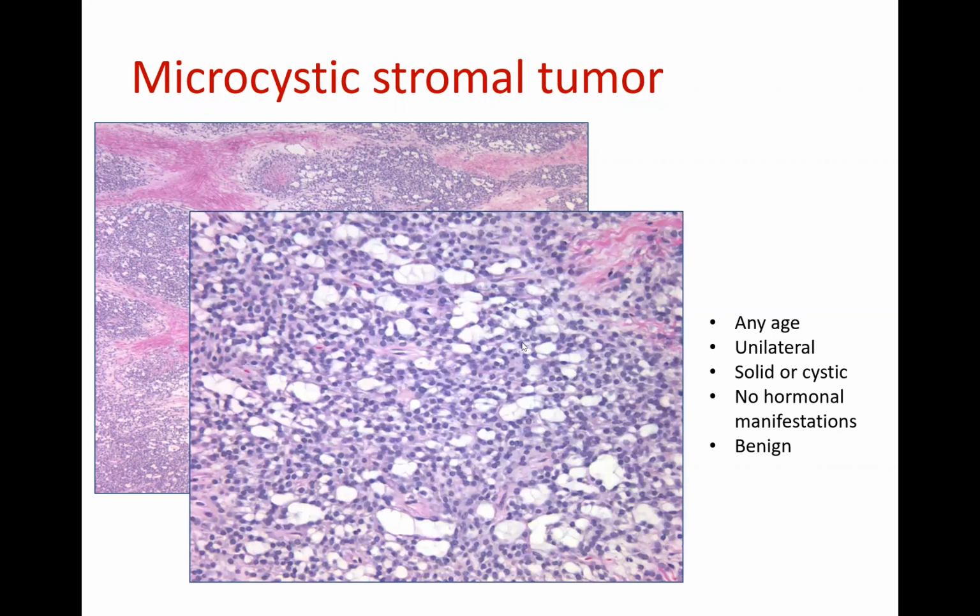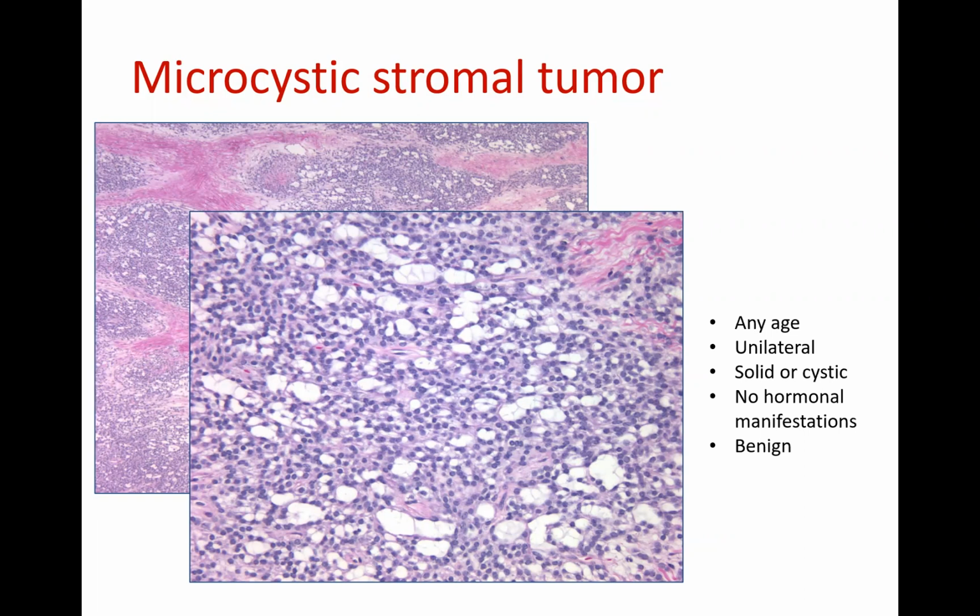High power, you can see that there are microcysts. This is an easy diagnosis. It usually affects younger patients, but can be seen in any patient, at any age. It's a benign tumor, so you can imagine that the tumor will stain positive for inhibin. It could even stain positive for FOXL2.